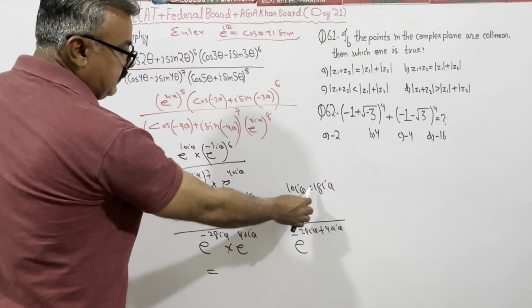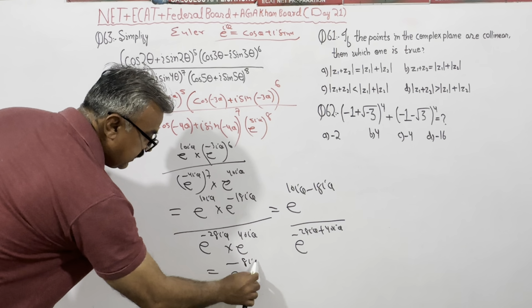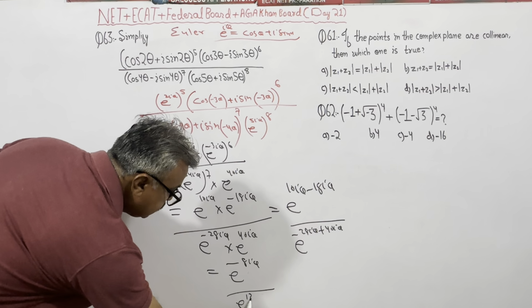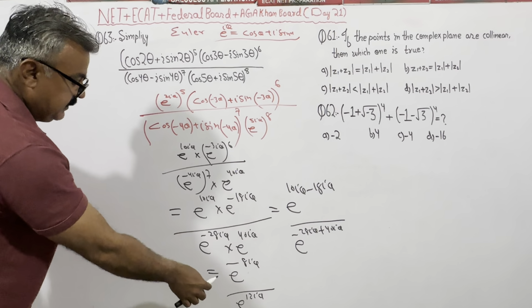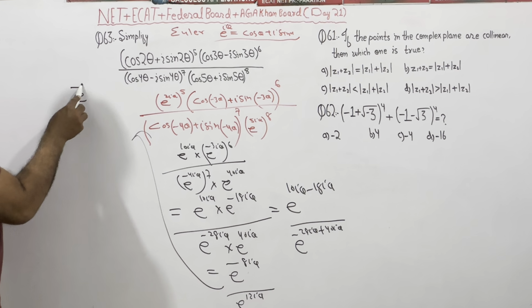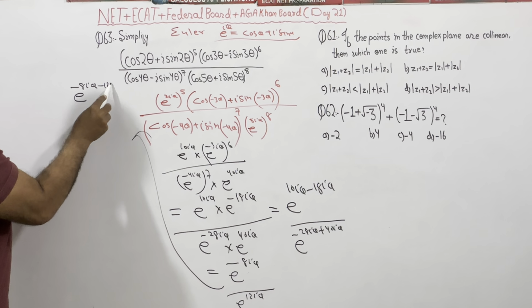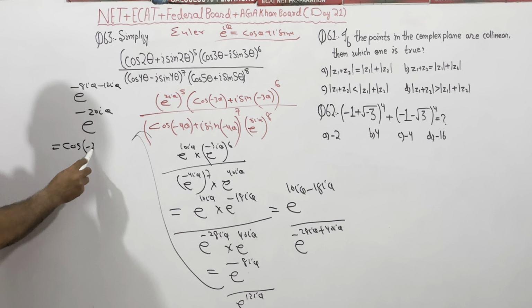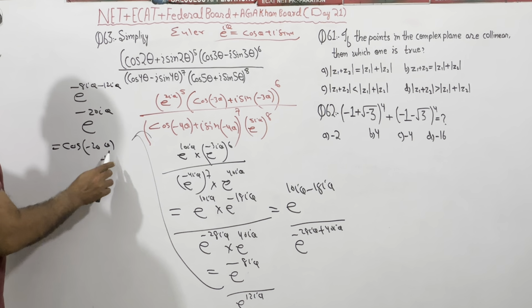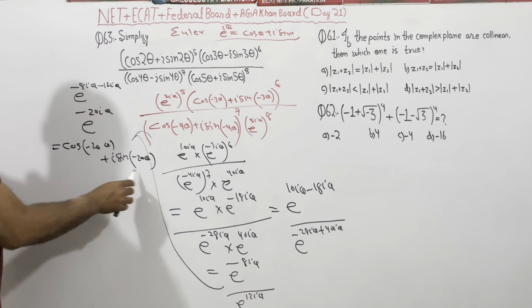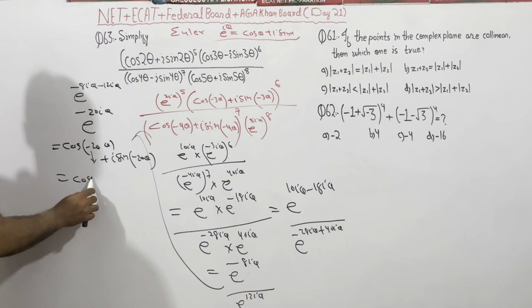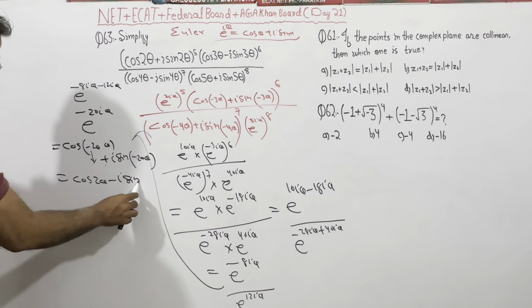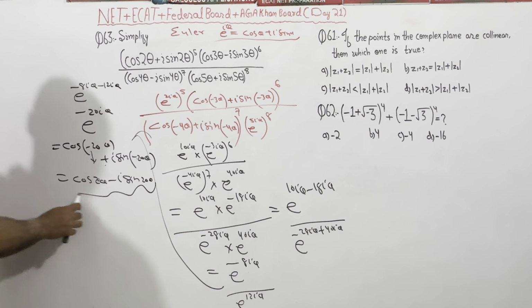So what we have eventually is e raised negative 8 iota theta divided by e raised positive 12 iota theta. Now here bases are same, in the numerator it is e raised negative 8 iota theta minus 12 iota theta. So it is equal to minus 20 iota theta, or you can write cos negative 20 theta plus iota sine negative 20 theta. By virtue of even function, cos is even, minus turns into positive 20 theta, and sine remains negative as sine is an odd function, negative iota sine 20 theta. That's the final answer in that question.